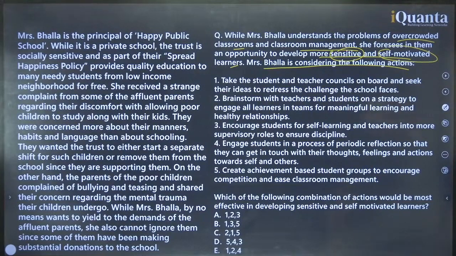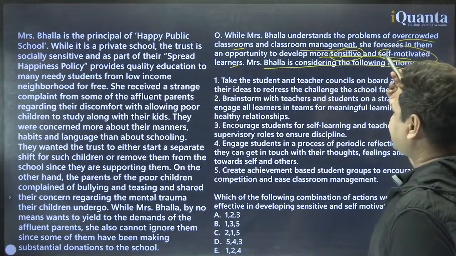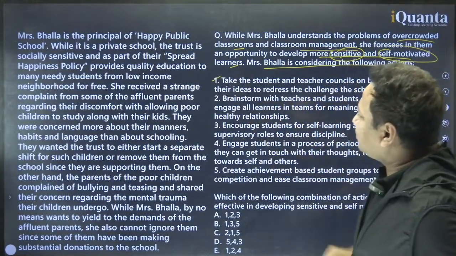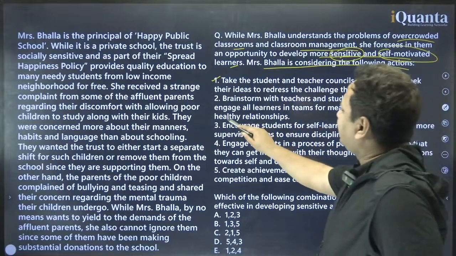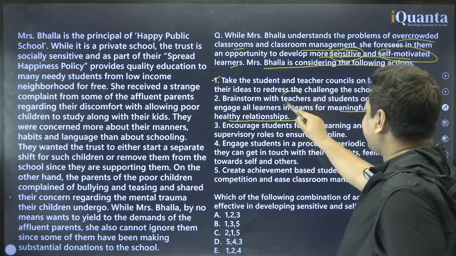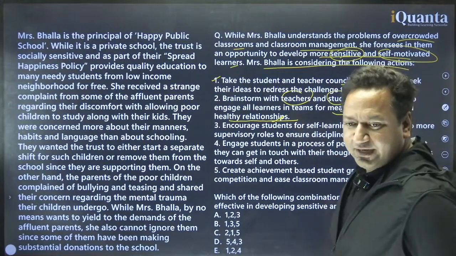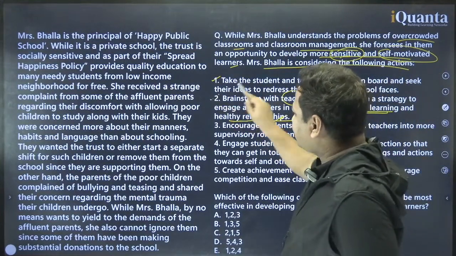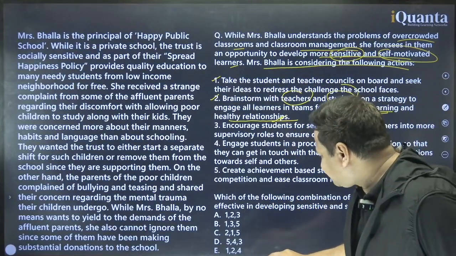Looks good. It looks like it should be there. Sensitive hoga. So one should be there, isn't it? 2, brainstorm with teachers and students on a strategy to engage all learners in teams for meaningful learning and healthy relationships. So teachers can actually go for meaningful learning, and students can also have ideas. Healthy relationships. 2 also looks good. Do we have anything here which has got 1 and 2 both?